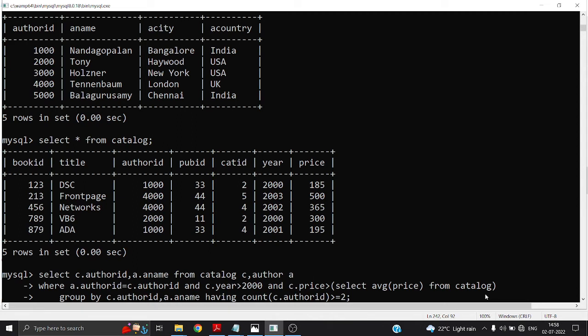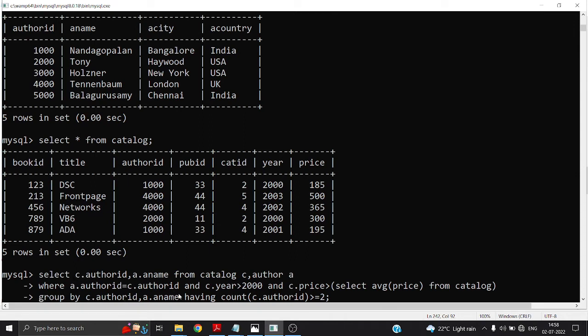To understand whether the author is having two or more books in the catalog or not, for that we are supposed to group the records based on the author ID, group by C dot author ID comma A dot author name. Here we need to understand when we are working with the group by clause. After group by, however many columns we mention, the same number of columns should be there in this case. Here see C dot author ID and A dot author name, the same columns are represented after the group by clause.